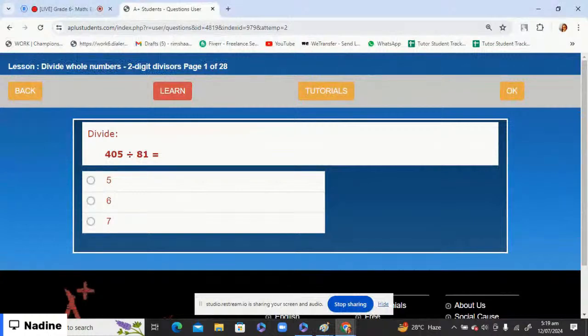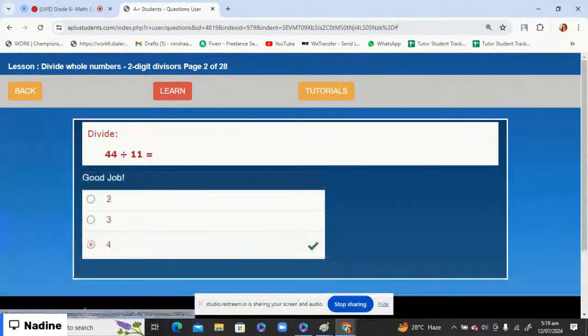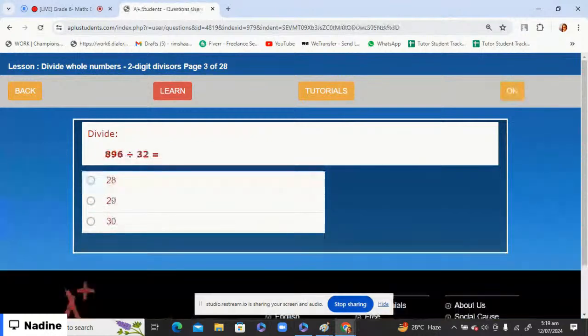Good, everyone. Okay, you saw this already done. We have done this one. Okay, do this one. 896 divided by 32. 896 divided by 32.